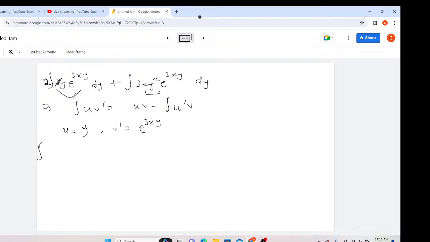So now, integral of this. This is how you define it: integral of u v prime. So this is my y, and my v prime is exponential 3xy. It will be equal to uv. So now I have to find v. This is v prime, so I have to integrate this. When I'm integrating v prime, I get exponential 3xy all over, I differentiate what is here and I divide by that. Right? But I'm differentiating with respect to y, not x. So I get over 3x. So this becomes my v.